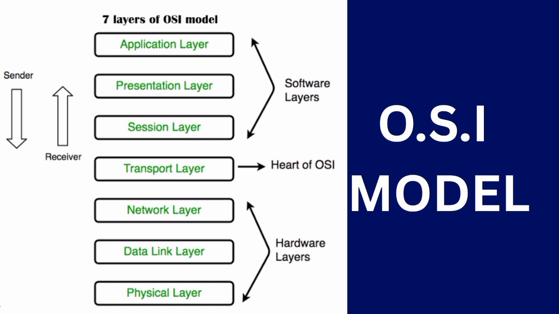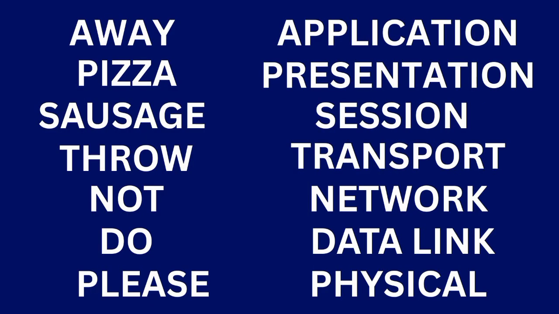There's a shortcut that we use to represent it. We start from the bottom to the top, and we call it: please do not throw sausage pizza away.